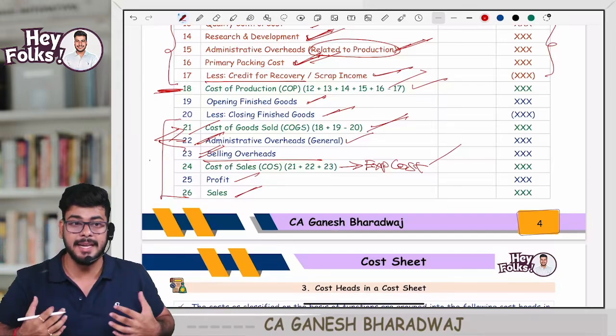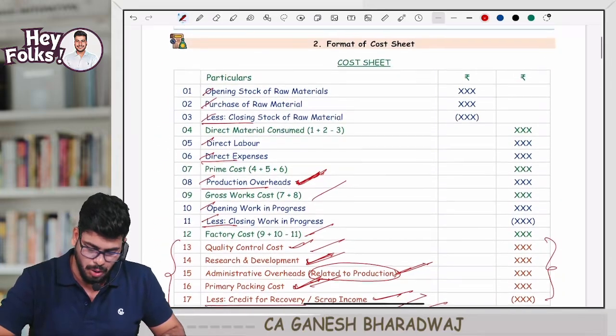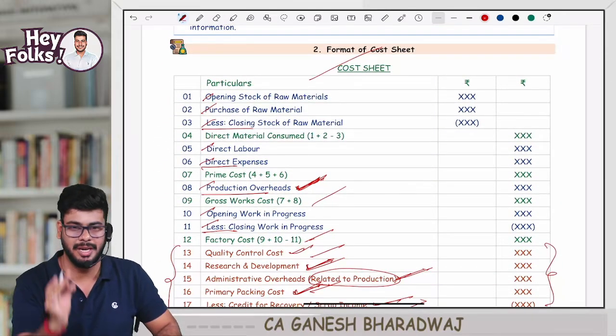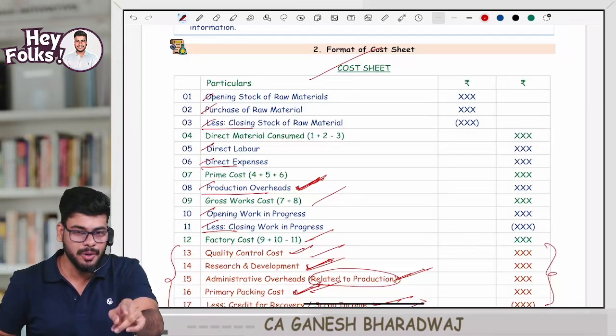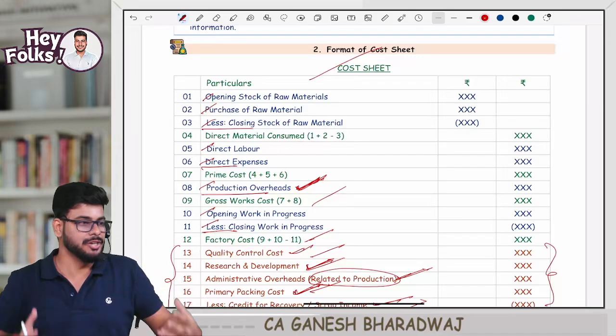Now, sir, in exam, what should I follow? You need not worry. In exam, you can follow the new approach. Absolutely no problem. But make sure that you are keeping this in mind. Are you able to understand? Now you get it, why I took the old statement, and with that I introduced you to the new statement.